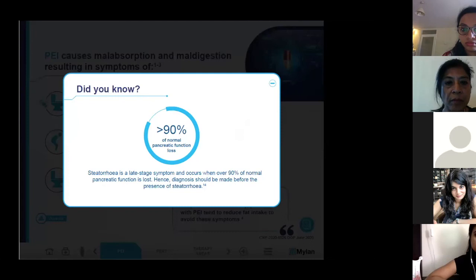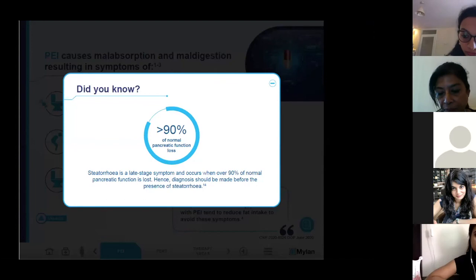Now, I don't know if you're aware, but more than 90% of your normal pancreatic function is lost before this happens. So when a patient comes to you with steatorrhea, this is a late stage symptom, which occurs when 90% of the normal pancreatic function is lost. So making a diagnosis as early as possible is very important.